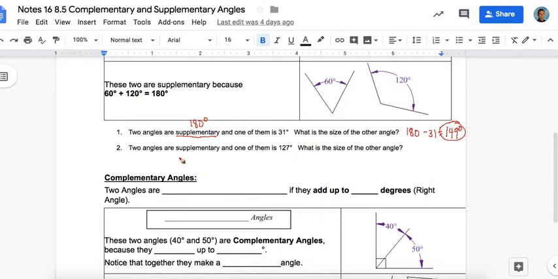Okay, number two, two angles are supplementary, meaning they add up to 180 degrees, and one of them is 127. So what we can do, once again, is do 180 minus the angle that we know, 127, and that will give us our missing angle. So this one is 53 degrees.